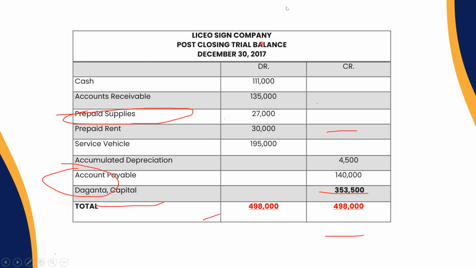Please analyze, please observe. Ano pong nakikita nyo dito sa post-closing trial balance? Nakikita nyo lang assets, liabilities, and owner's equity. May nakikita ba tayong temporary accounts? Ano nga yung temporary accounts? Expenses, revenue, withdrawal. Nakikita pa ba natin sila? Hindi na. Because this is post-closing trial balance.